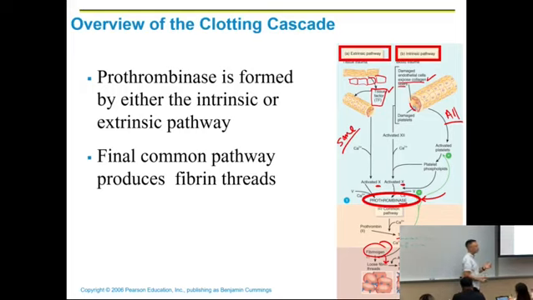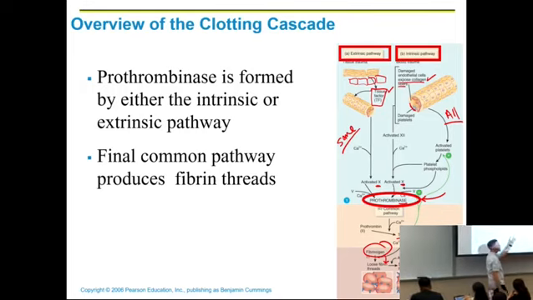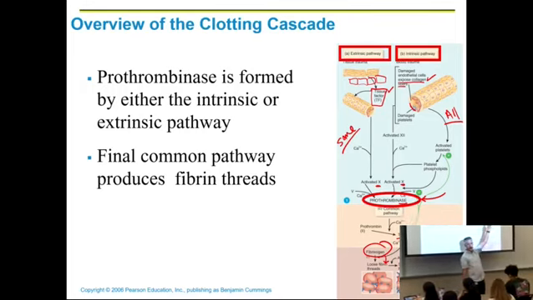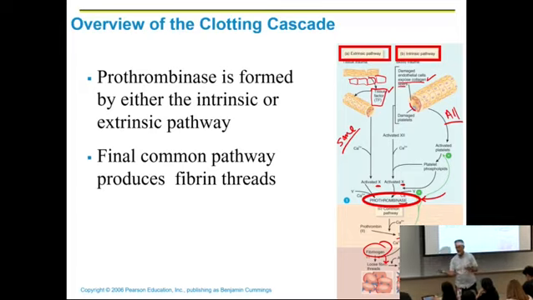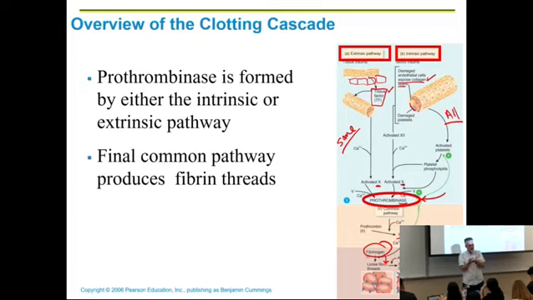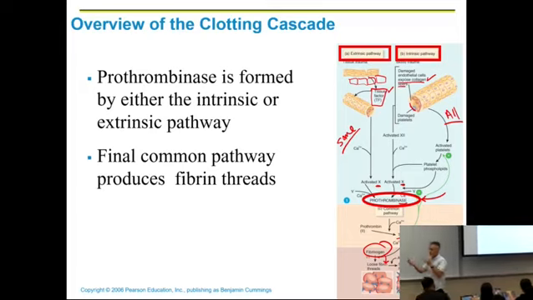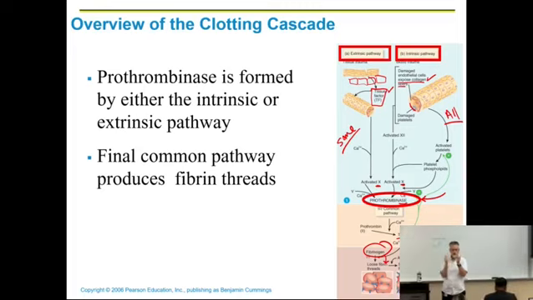clot, okay? So we see at the beginning some differences between these. Where do they occur? How fast do they occur? Do they use all of the different factors or not? But then at the end, we see that the result is the same, where we have the activation of fibrin to form those fibrin threads to form a nice solid clot so that we can stop that loss of blood into the tissues or out of the blood vessel, etc.